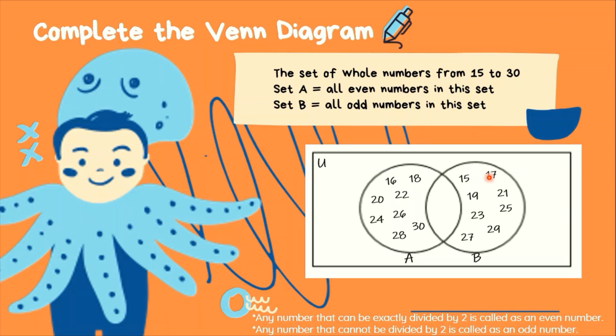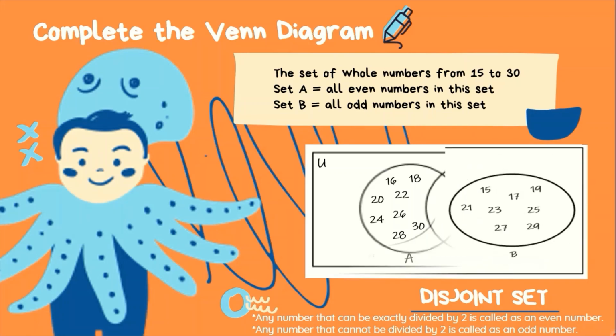Kung mapapansin natin, wala tayong number na nailagay sa gitna nila dun sa part na nag-overlap yung kanilang mga circle. That is because this is an example of a disjoint set. A disjoint set is a kind of set wherein there are no common elements. Tulad nito, there is no specific number that is both even and odd. Kaya walang laman yan.